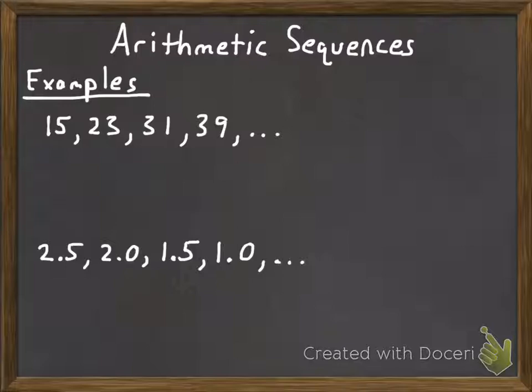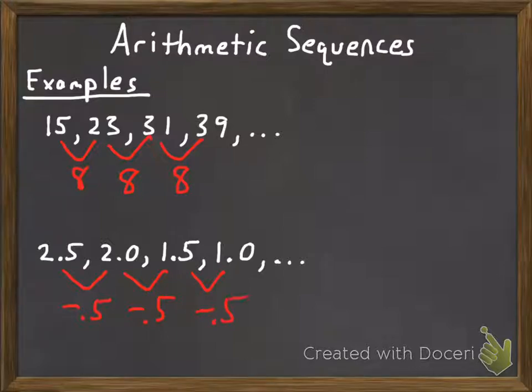Let's take a look at the first sequence here. If you notice, each term is increasing by 8, right? 15 plus 8 is 23. 23 plus 8 is 31. 31 plus 8 is 39. So there's a common difference of 8 between terms. If you look at the second sequence, you're going down by 0.5 each time. So you subtract 0.5, subtract 0.5, subtract 0.5, and you keep getting the next term in the sequence. Okay, so let's make note of what I've said so far.